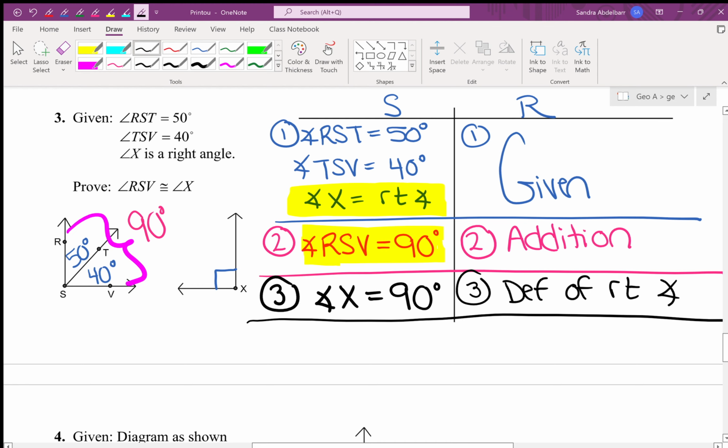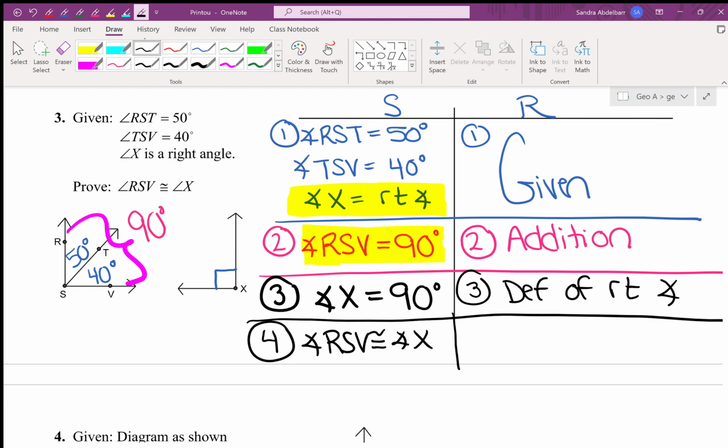So why am I not able to say if two angles are right angles, then they are congruent? Why is that not acceptable here? Jocelyn? Because we said they're 90 degrees. Excellent, because we said they're 90 degrees. So we're going to have to think of a different reason. So we're going to say angle RSV is congruent to angle X.